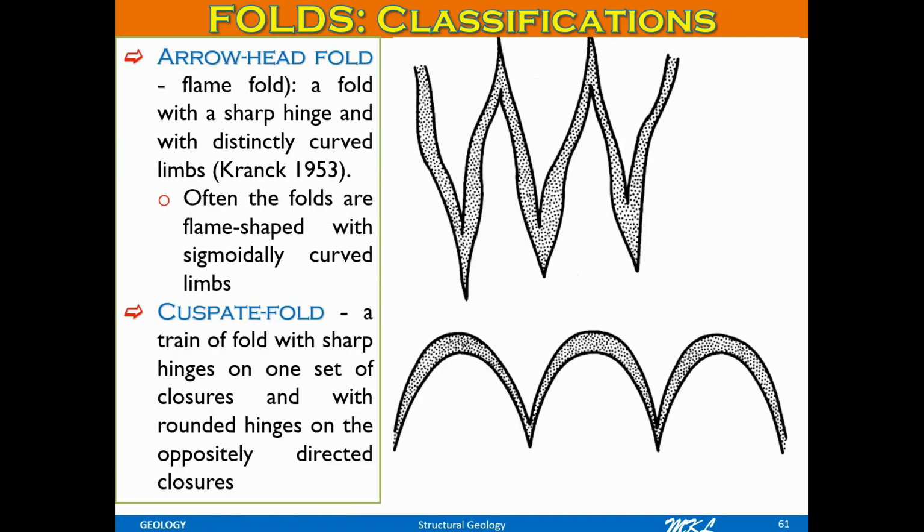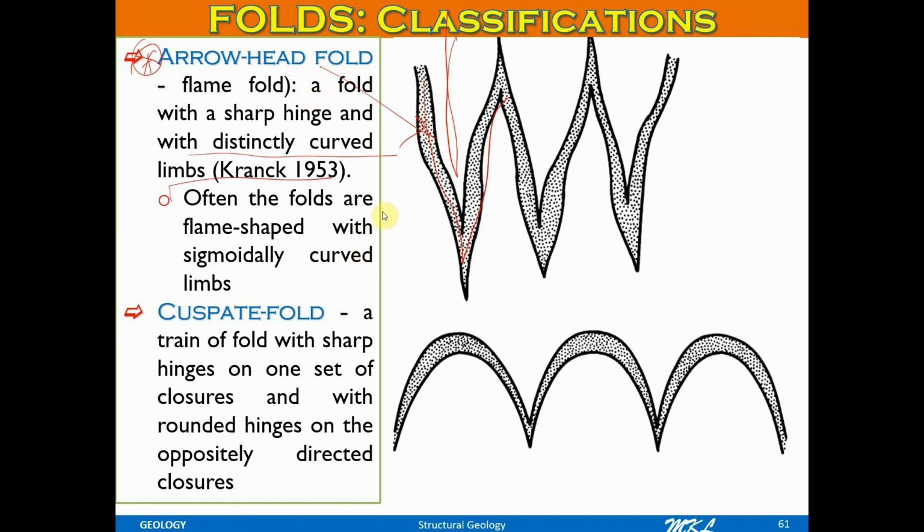Now another important one is your arrowhead. So a fold with sharp hinges and distinct curved limbs you can see, then it's an arrowhead fold. So it looks like an arrowhead. If you draw an arrow here, this thing is looking like an arrowhead. So this fold is your arrowhead fold.